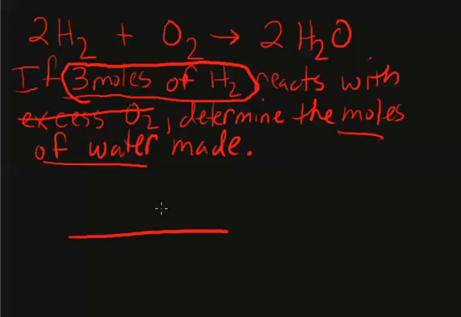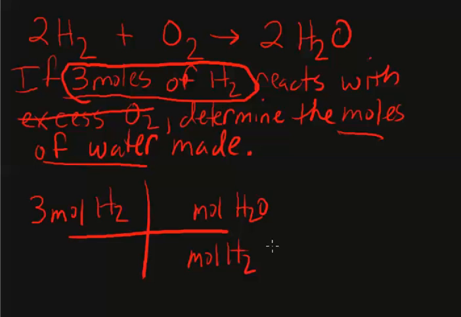So we make our fence post, and then whatever you start with always goes in the upper left. So we have 3 moles of hydrogen. Moles of hydrogen also goes in the bottom right. What we want to find, which is moles of water, goes in the top right. Now if you look back at our template, whenever you have moles to moles, you're always using coefficients. So let's look up here at the equation. Here's the coefficient for hydrogen. It's 2. Coefficient for water is 2.